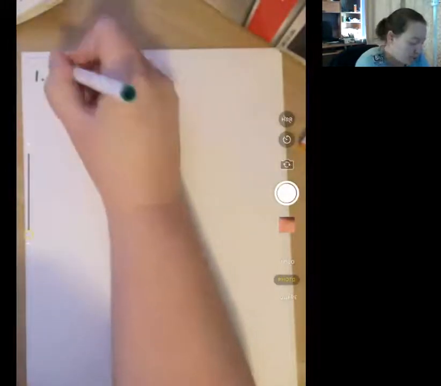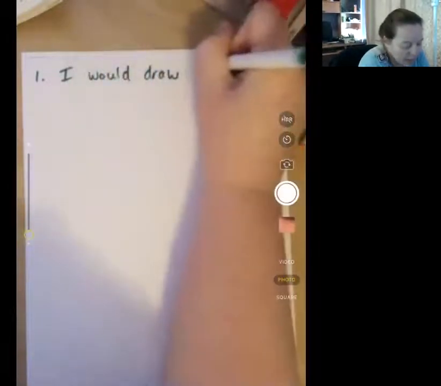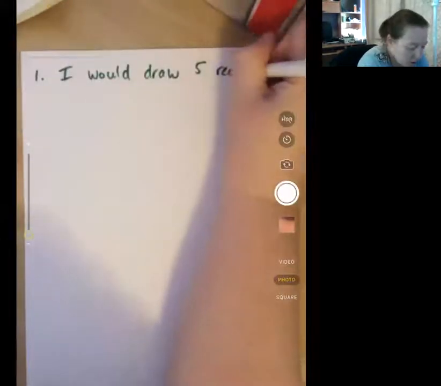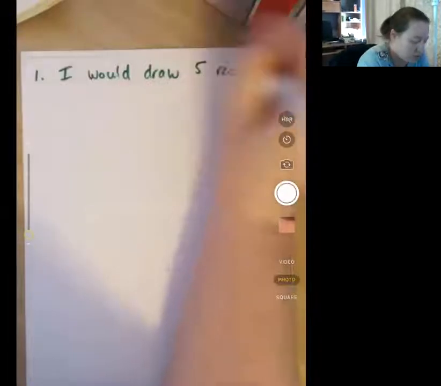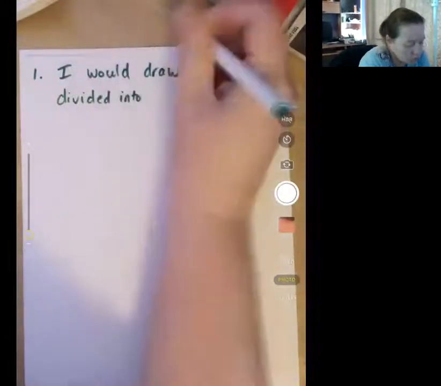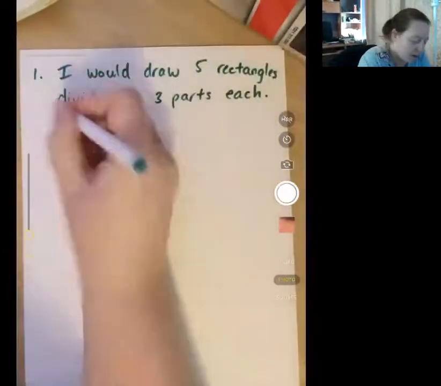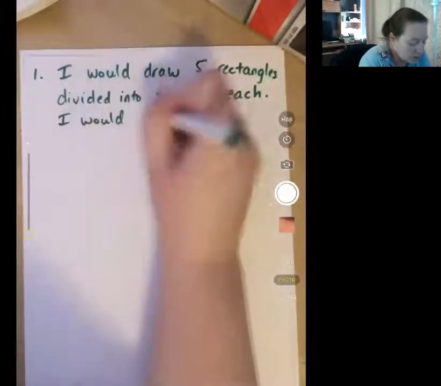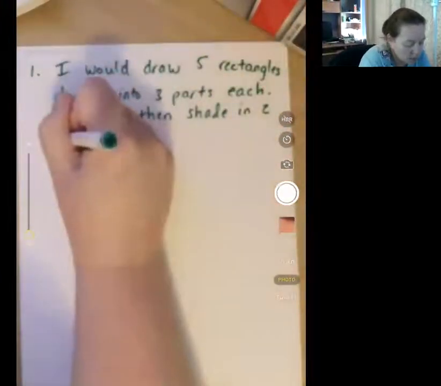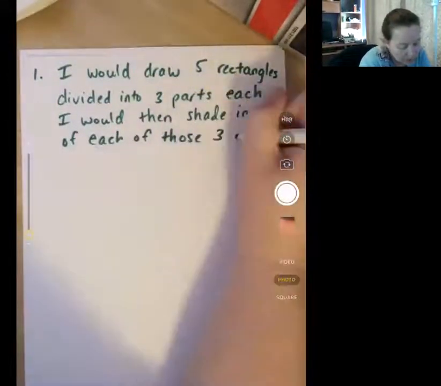So if you remember, how we would do that is I would draw 5 something. Rectangles, let's go with rectangles. I would draw 5 rectangles divided into 3 parts each. I would then shade in 2 of each of those 3 parts.